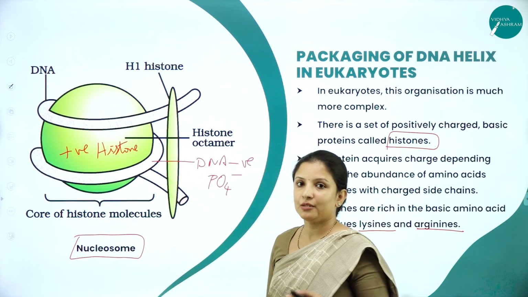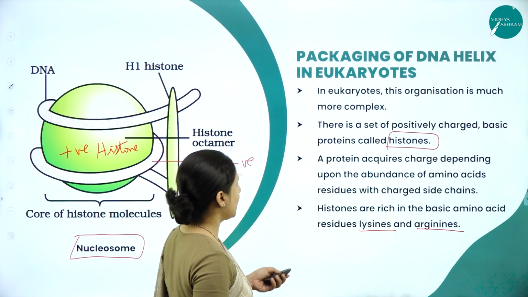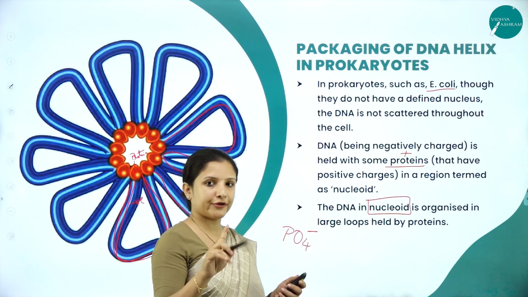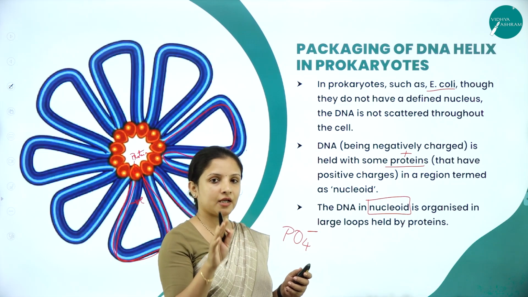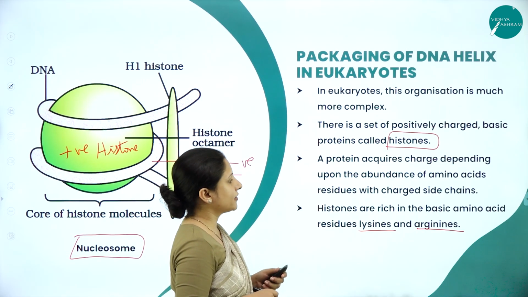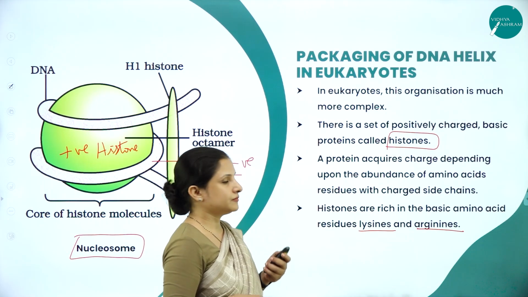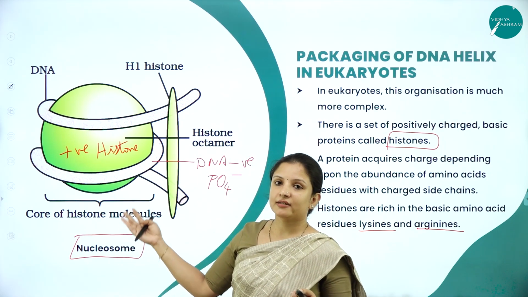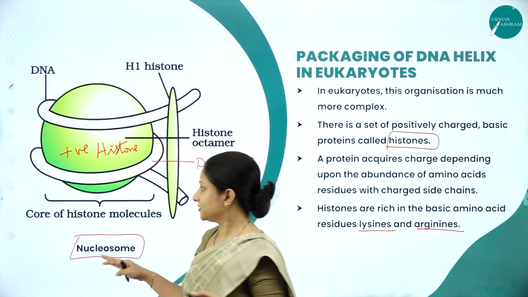In eukaryotes, in prokaryotes, what did we call them? Nucleoid, right? Together with the protein and the DNA, we call it a nucleoid. In the case of eukaryotes, we together call them the nucleosome. So nucleosome is the material that is present inside the nucleus.